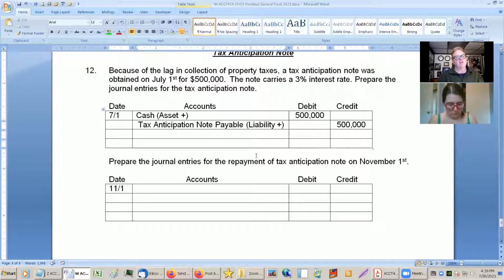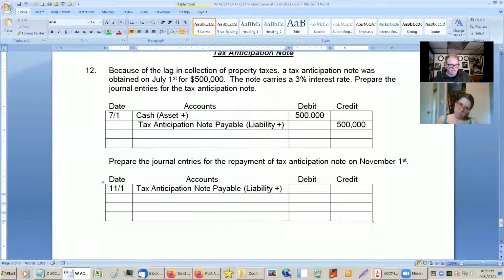Okay, so cash goes up, tax anticipation note payable goes up. And again, if this was long term, it'd be other financing source, long term note or something like that. Because this is going to get paid off at the same time, tax anticipation note payable is fine. Now coming down here, we pay it off. We're going to pay off the tax anticipation note liability, so that's going to go down, but we have to pay some interest here.